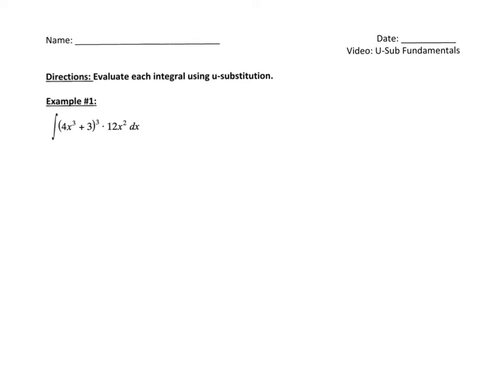So there now involves a new process called u substitution. So the way u substitution works is step 1 is always going to be to let u equal the stuff inside the parentheses. So let's do that. So let u equal 4x to the third plus 3.